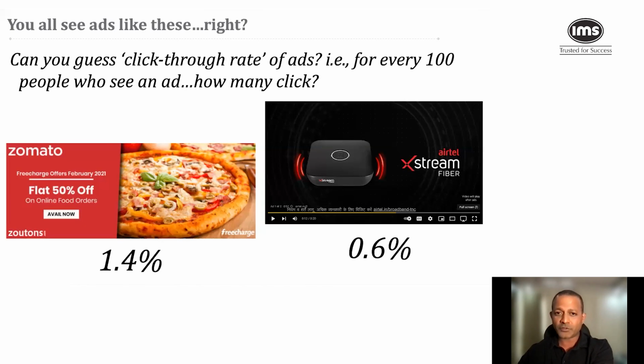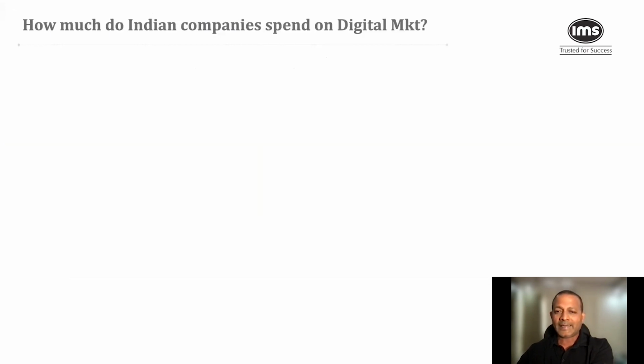These are, in fact, very aggressive click-through rates. Many times when you do digital campaigns, you will see click-through rates as low as 0.3%. And you know why the Zomato ad is 1.4%? It is because there is a 50% off coupon. Without that coupon, it would not even be close to that. It'll probably be in the 0.3, 0.2, and 0.1 range. That is how bad click-through rates are in the global scenario when it comes to digital advertising.